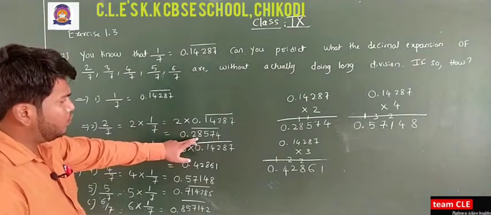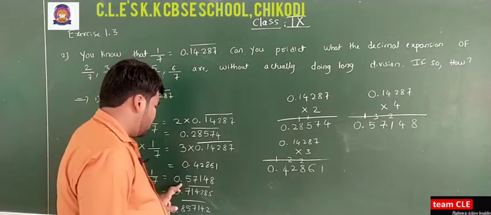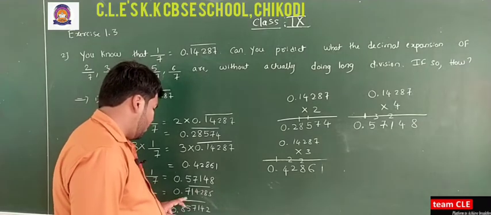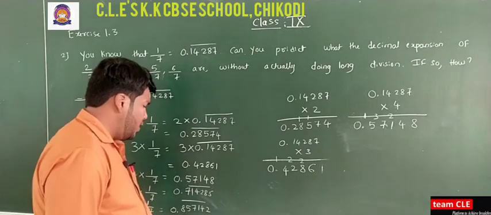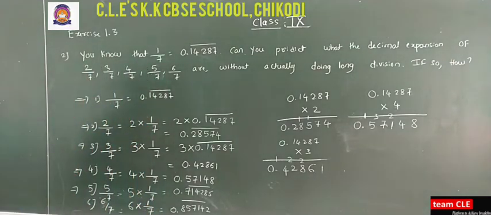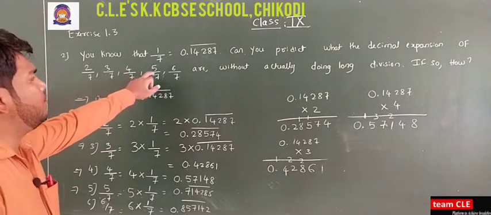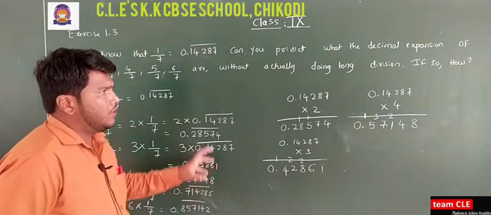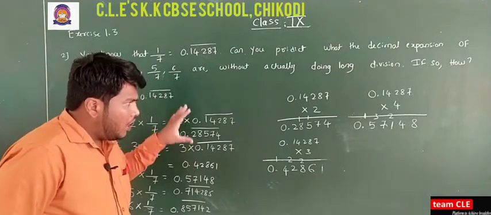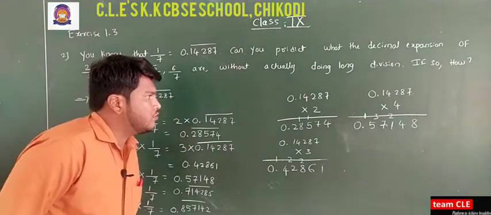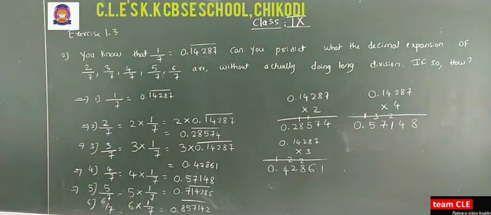Next is 0.28574, next after that is 0.42867, next is 0.57148, and after that 0.71428 and 0.857142. So this is about the values of 2 by 7, 3 by 7, 4 by 7, 5 by 7 and 6 by 7. So all of you go through this video, take this example, and some more examples I am going to solve in this video. So go through this video and solve this example.